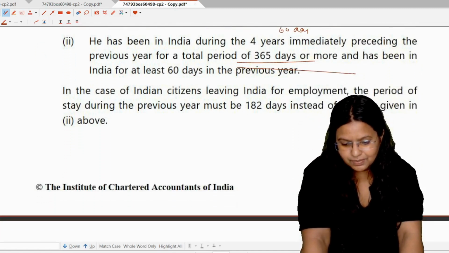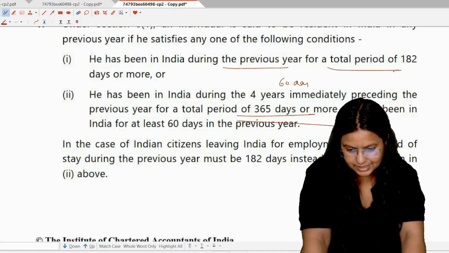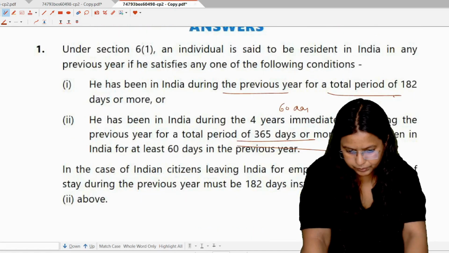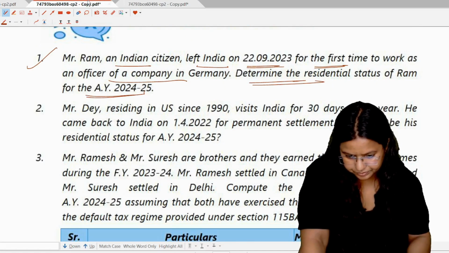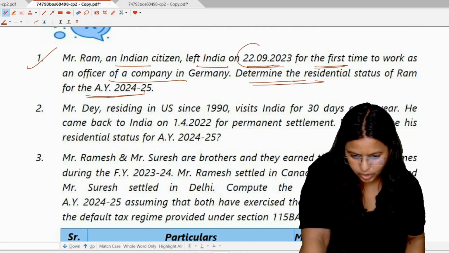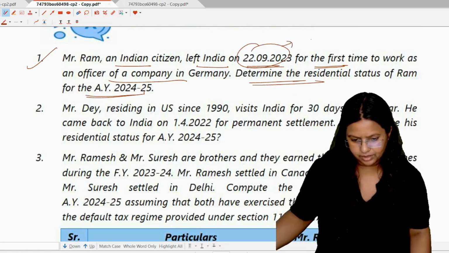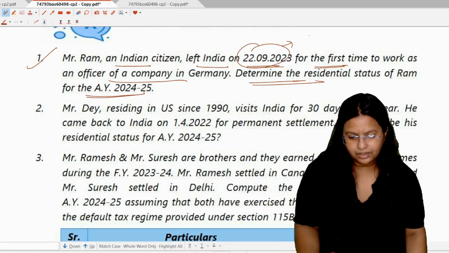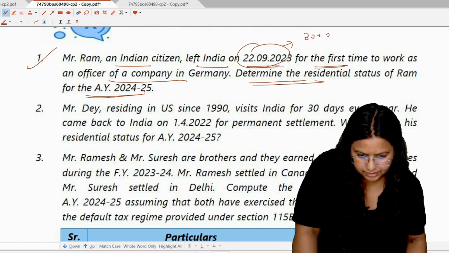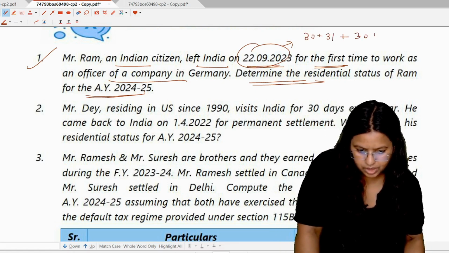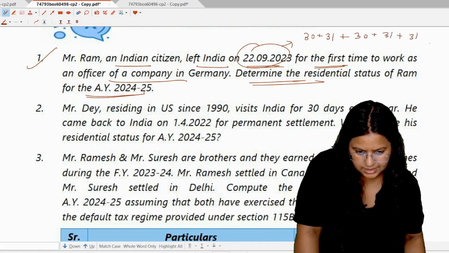In case of this person, he has been in India up to the day he left India, 22nd September 2023. So just count out these days. Okay, that is 1st April, 30 days, May, June, July, August, and September.